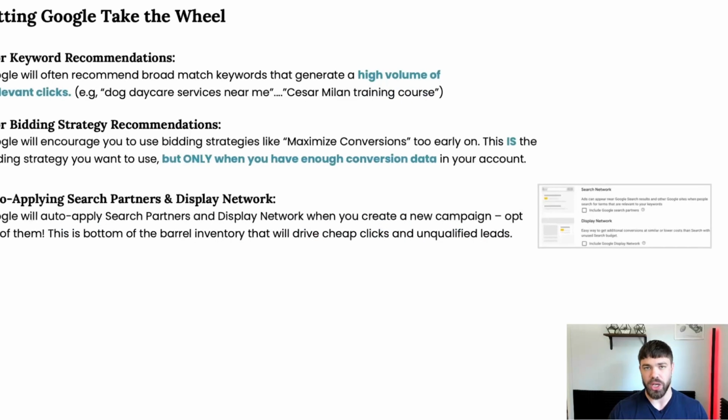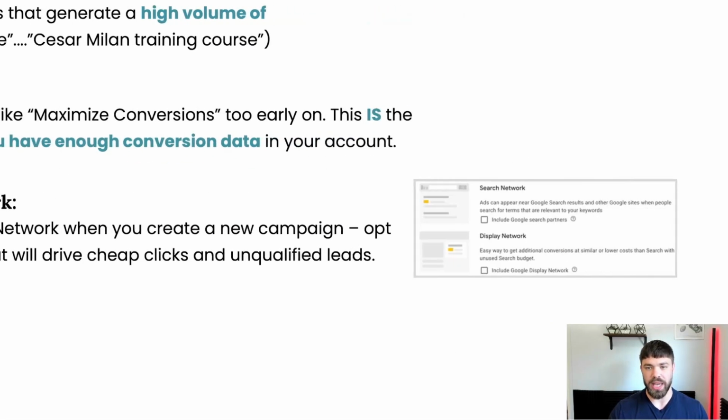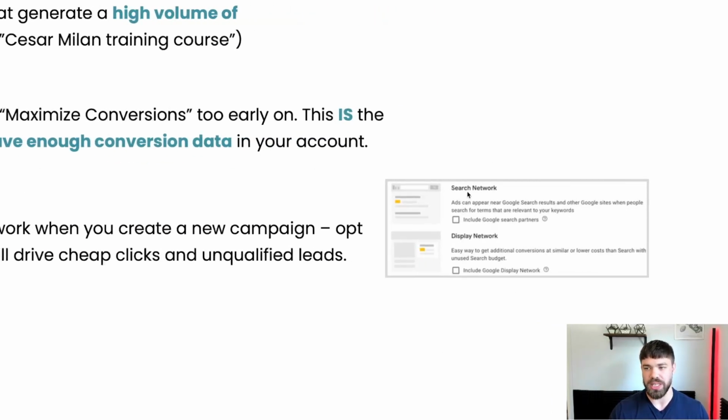And I have a little screenshot of what that setting looks like. So when you're building out your campaign, you'll see something like this. And in fact, Google will actually pre-select these boxes for you. It's such a sneaky thing. Uncheck these boxes. I've never seen these deliver any sort of positive results for any of our clients. You should uncheck these boxes.